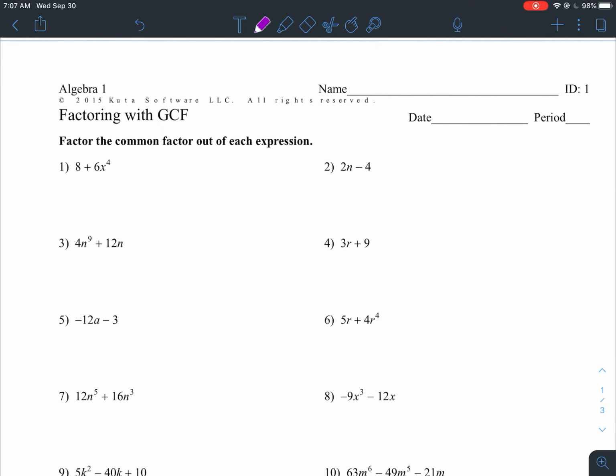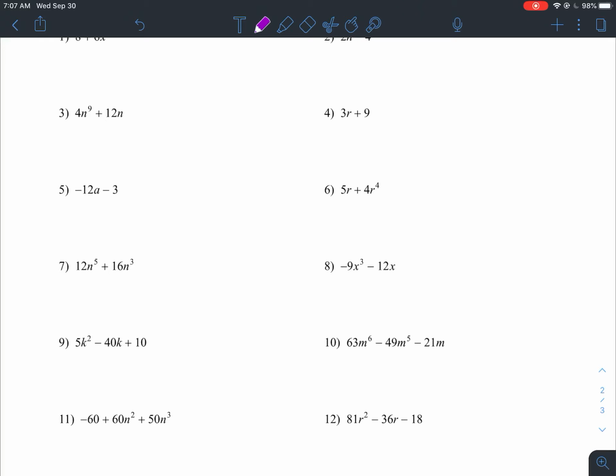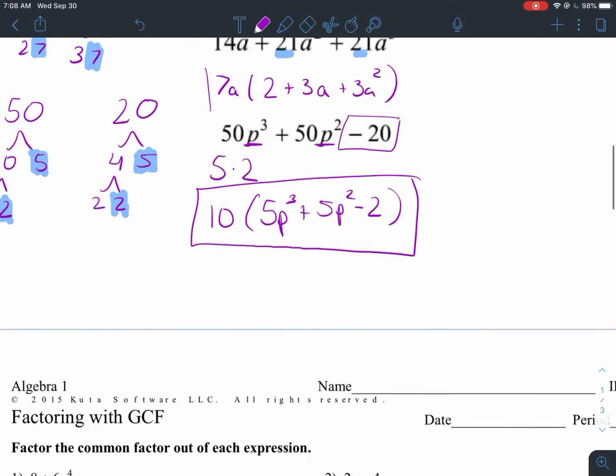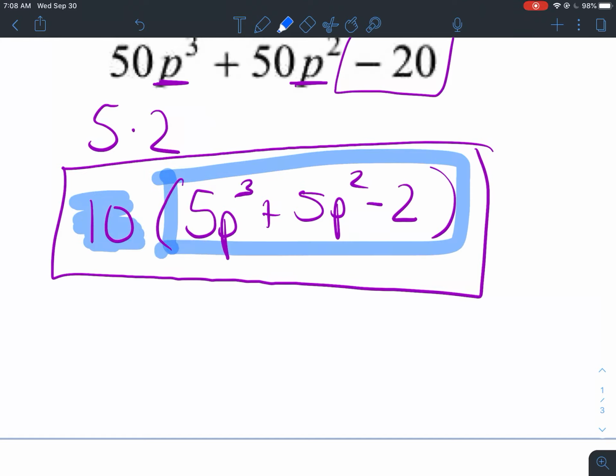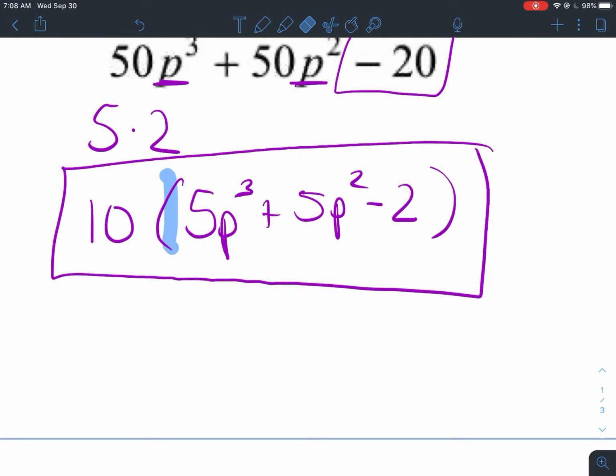So for the homework, all you're doing is trying to identify the greatest common factor. All right, so you need to go through and break these down and identify the greatest common factor. Pull it out and then show what you end up with. So once you identify the greatest common factor, you pull that out and then you divide each term by that to get your new expression.